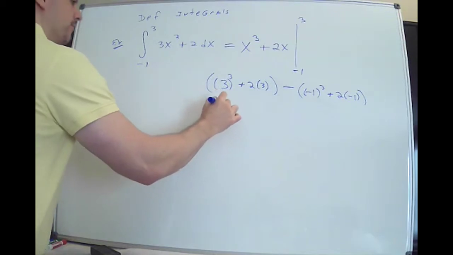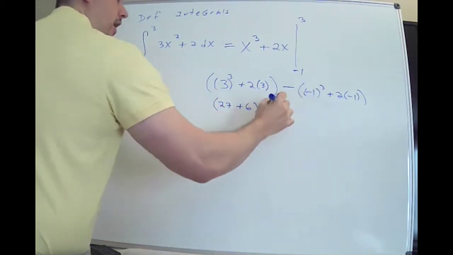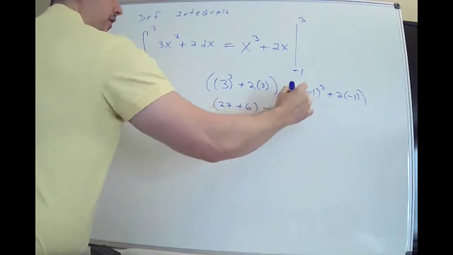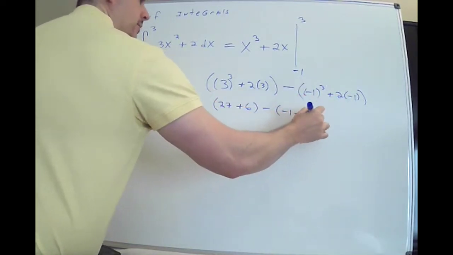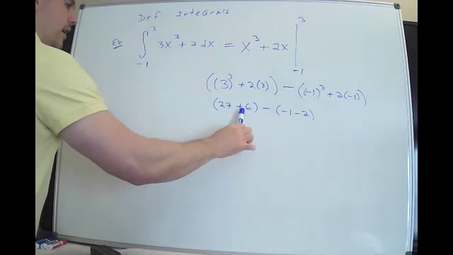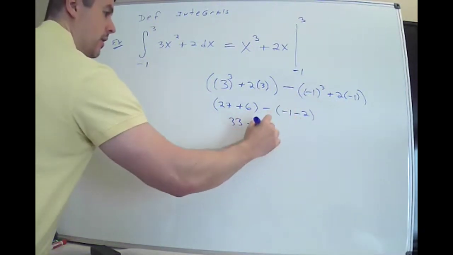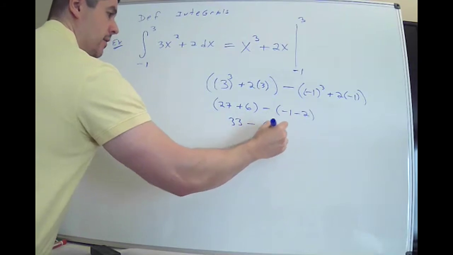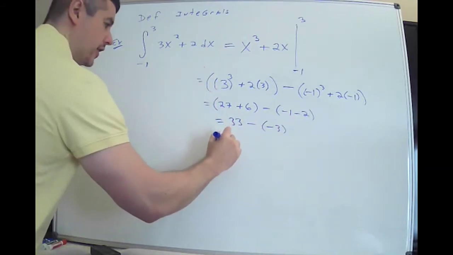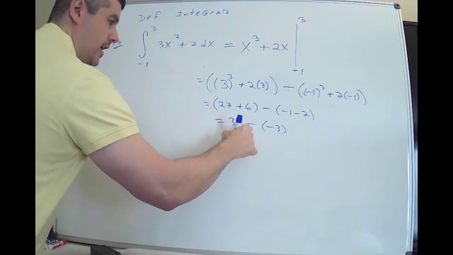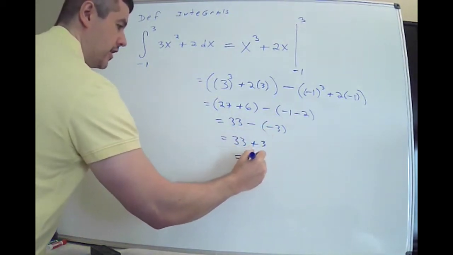This is 27. This is 6. Negative 1 to the third, be careful. Negative 1 to the third is negative 1. And then positive 2 times negative 1 is negative 2. Now put it all together. This is 33. Take away. Now, this is negative 3. I am not skipping nothing. I'm writing it all out very, very carefully. This is 33. A negative, take away a negative is a positive. So the answer here is 36.